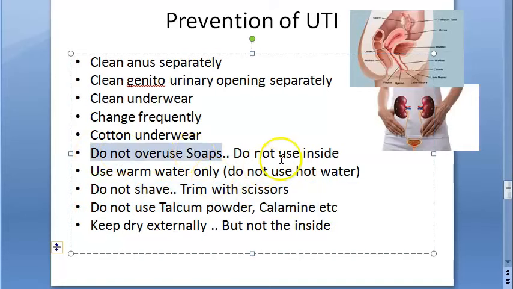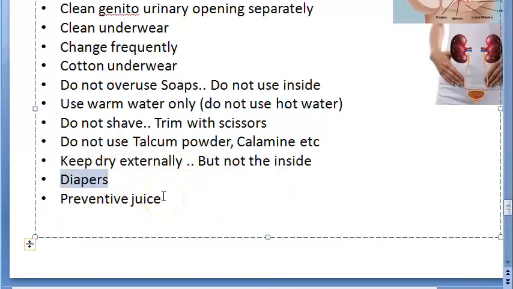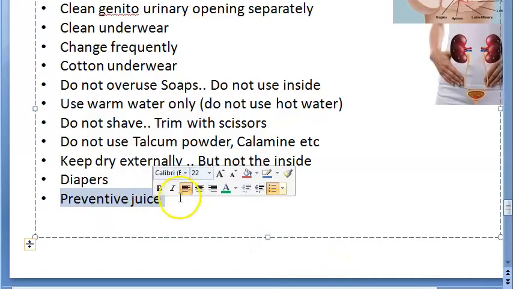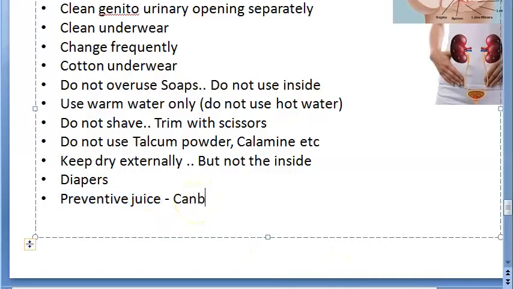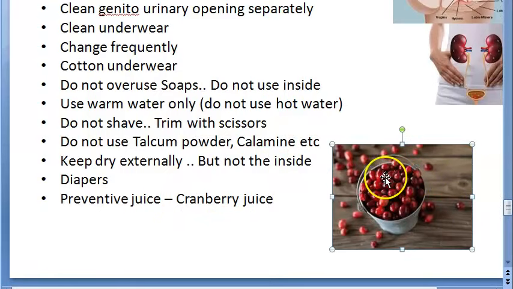Do not overuse soaps, especially do not put the soap inside, it should not enter, okay? Use lukewarm water only, okay? Diapers, guys, there are things with diapers that you need to be cautious in using them, right? They over dry the skin also because of the chemicals in them, okay? And there is preventive juice like cranberry juice, isn't it? So they do give this along with all the medicines, isn't it?